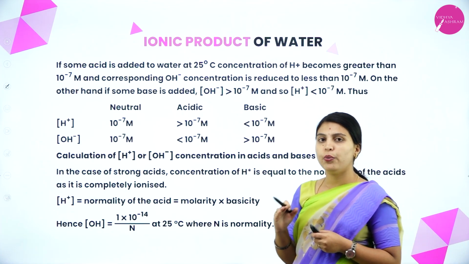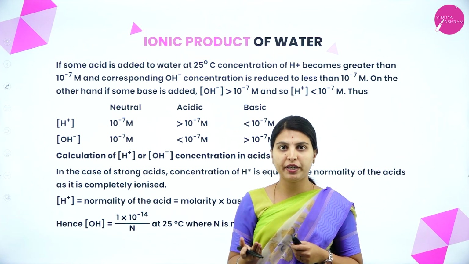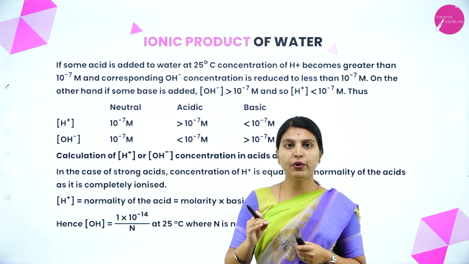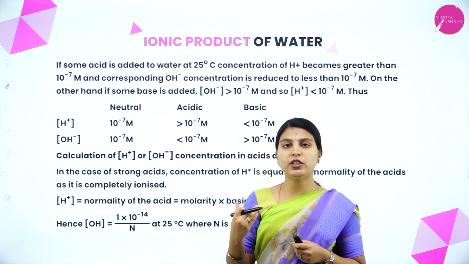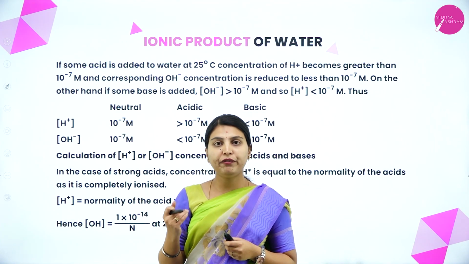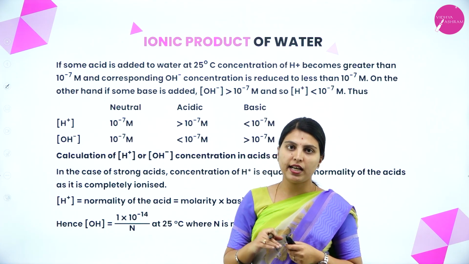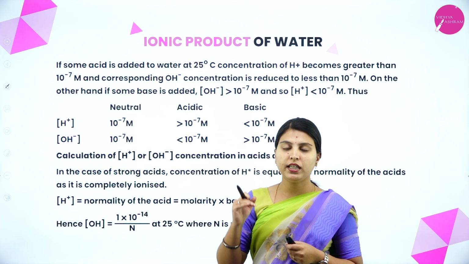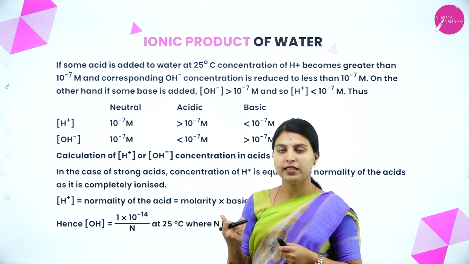What they are telling is, when water has an equal concentration of H plus and OH minus ions, then if you add acid to that water, the acidity will increase to more than 10 to the power of minus 7. Or if you add base to that same water, the basicity will be greater than the acidic nature. By that, basicity will be more than 10 to the power of minus 7.